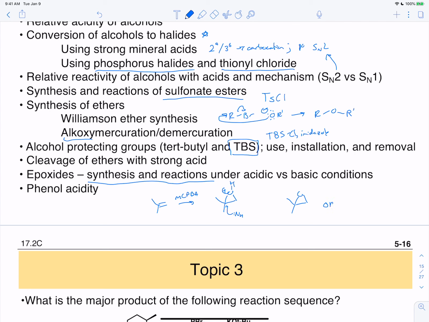Whereas if we try to ring open this under basic conditions, where we have something like an alkoxide, it will just attack the carbon that is least sterically hindered. So you have two different ways to ring open epoxides, whether you're in acidic or basic conditions. And along the way, we also talked about acidity of phenols in this topic.